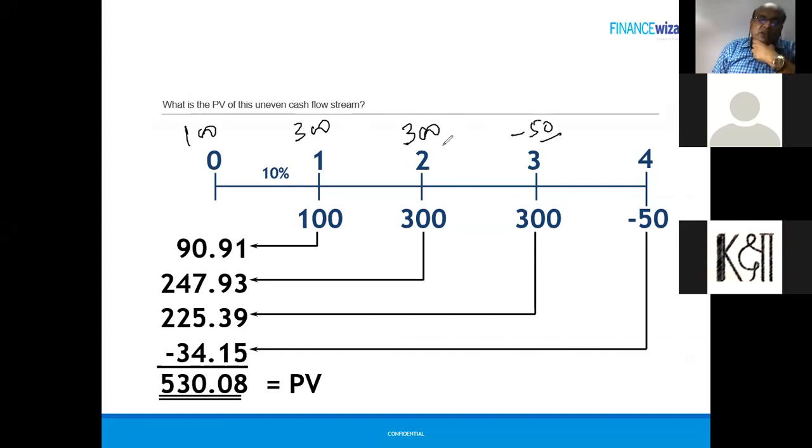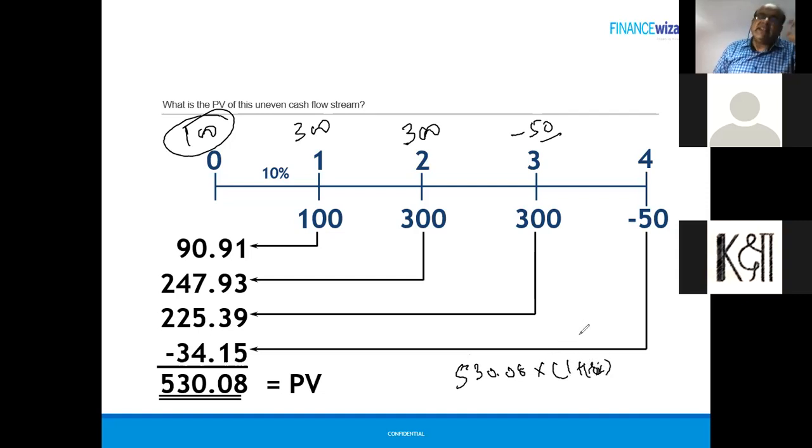You cannot directly calculate it by NPV because NPV does not account for immediate payment. So if you want to calculate immediate payment with NPV, what will you have to do? You have to multiply it by 1 plus r. Whatever value we are getting, 530.09 into 1 plus r. R in this case is 10%.